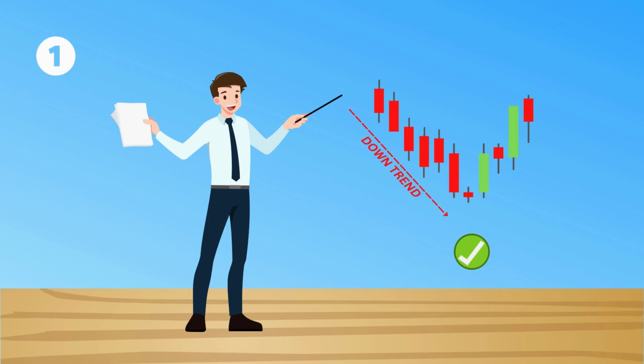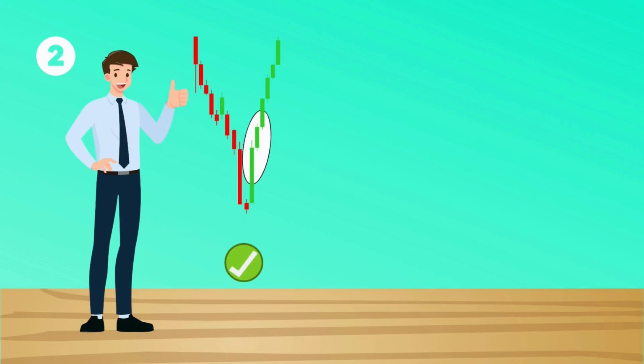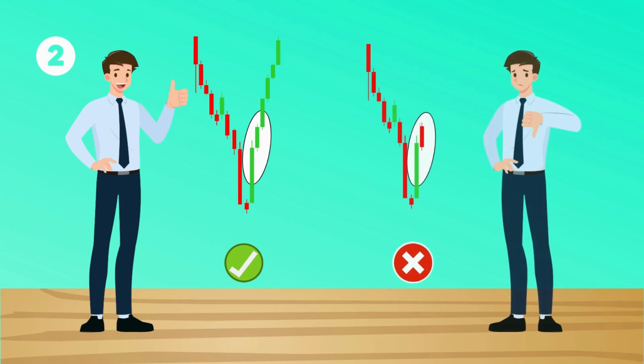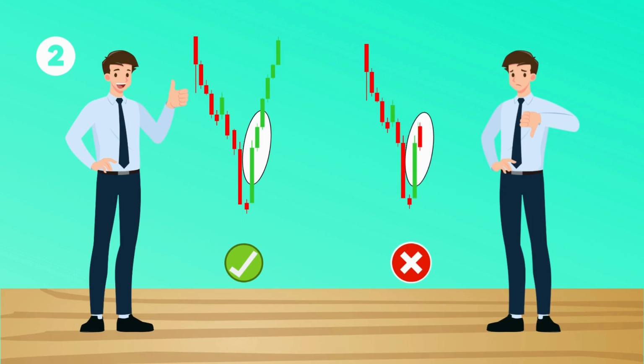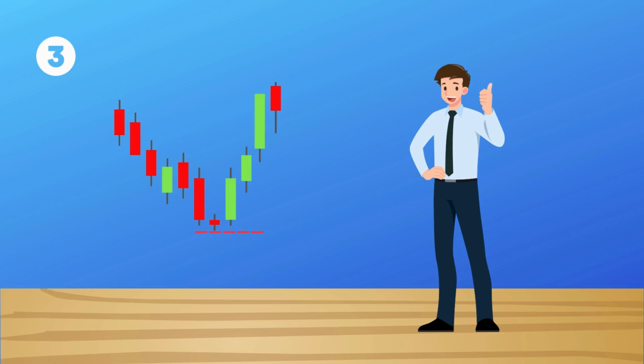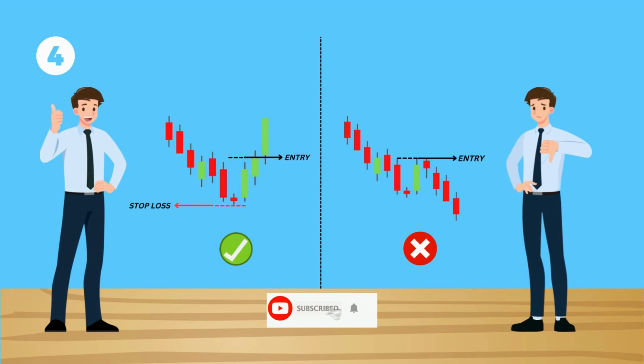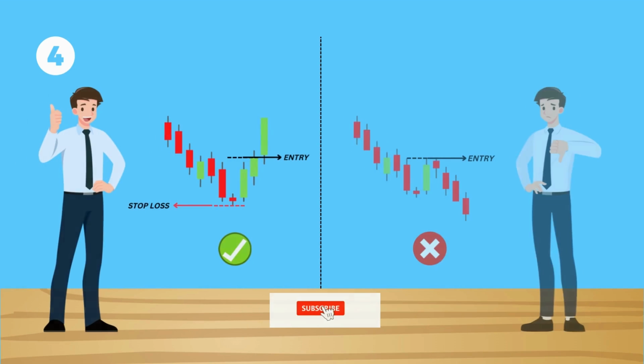Number 1. Morningstar pattern is considered valid only if there is a downtrend before the formation of Morningstar pattern. Number 2. We will only trade Morningstar pattern when the next candlestick is bullish after the completion of Morningstar pattern. If there is no bullish candlestick, then we will not trade the Morningstar pattern. Number 3. The lowest level of the Morningstar pattern will be the stop loss area. Number 4. We will not trade the Morningstar pattern without a stop loss.